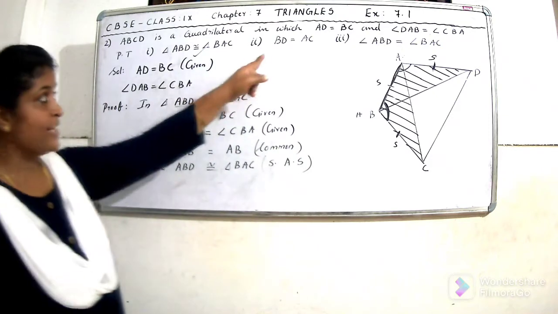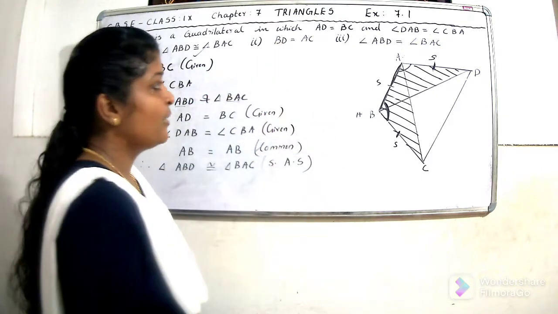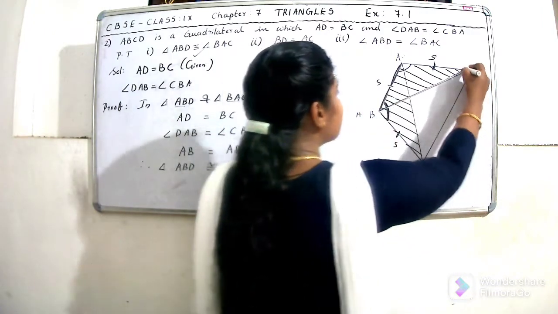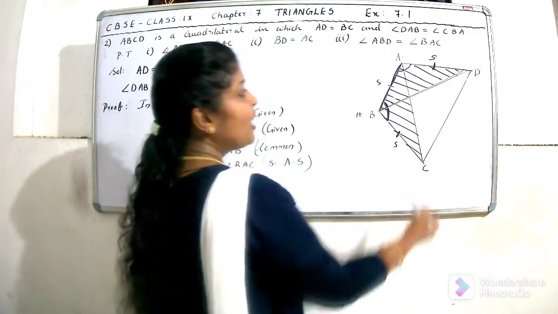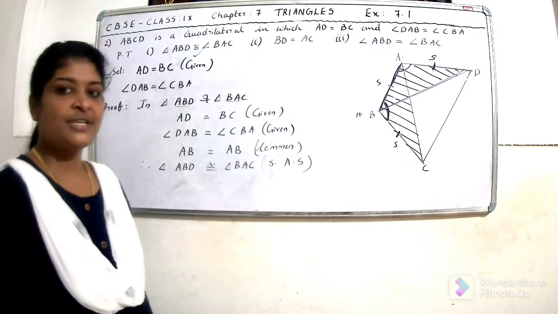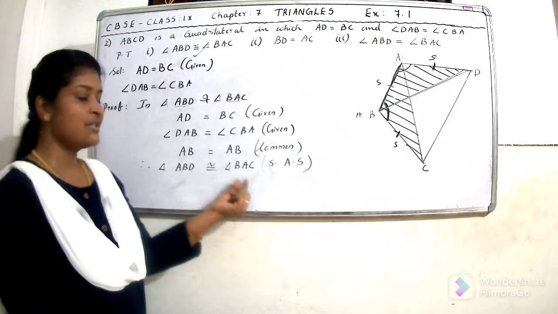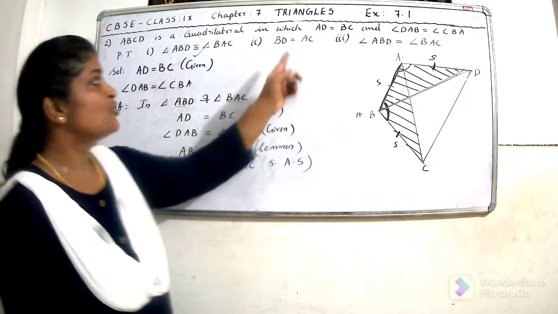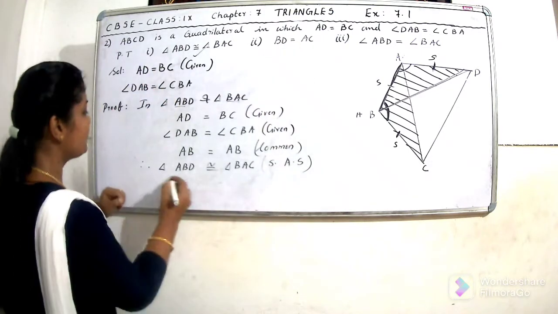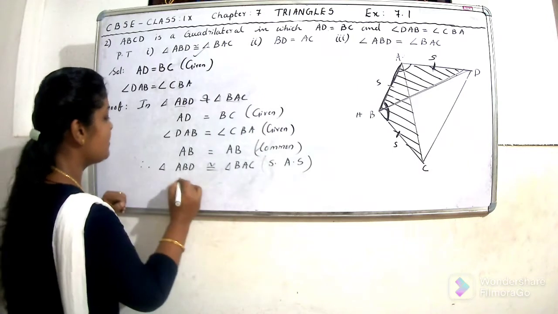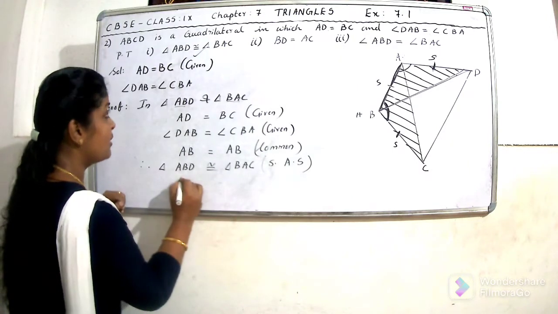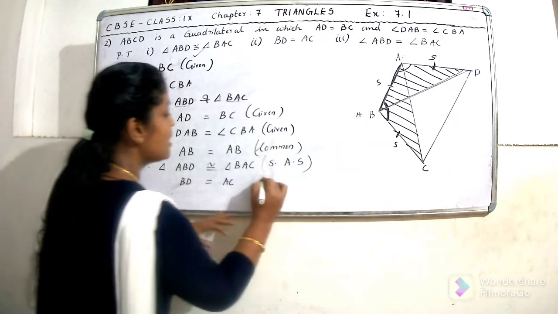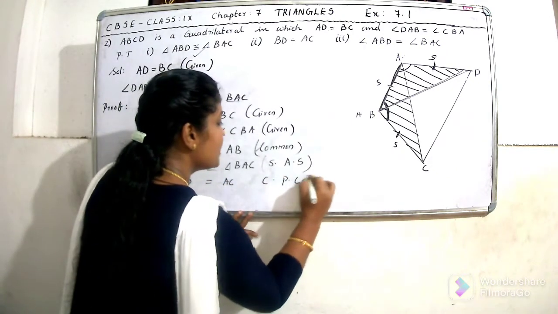Now come to the second. BD equal to AC. BD, where is BD? BD, that means this third side. This one is equal to AC. Yes, they are equal. What is the reason? Because we already said the triangles are congruent, so their corresponding sides and angles are also equal. So here they ask the side, so we can say the second part like this way. BD is equal to AC. What is the reason? CPCT.